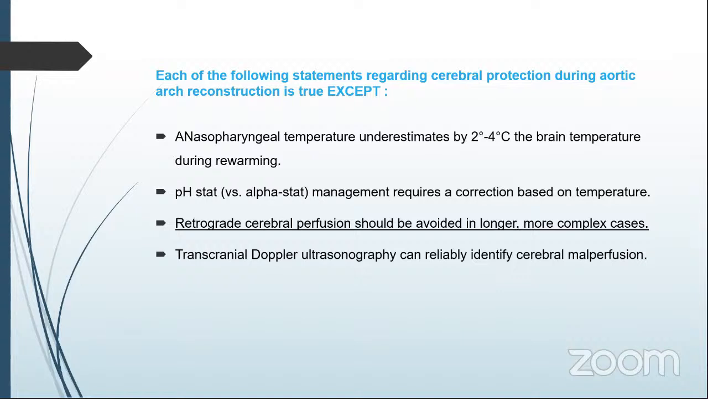So usually we use a modified EEG, which is the patient state index. We can use it. And we use NIRS, which is near infrared spectroscopy, to measure cerebral oxygenation, and we can use it also for peripheral oxygenation.